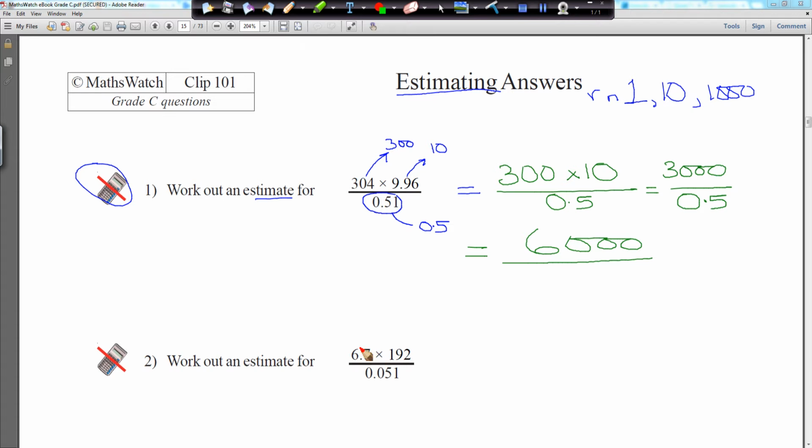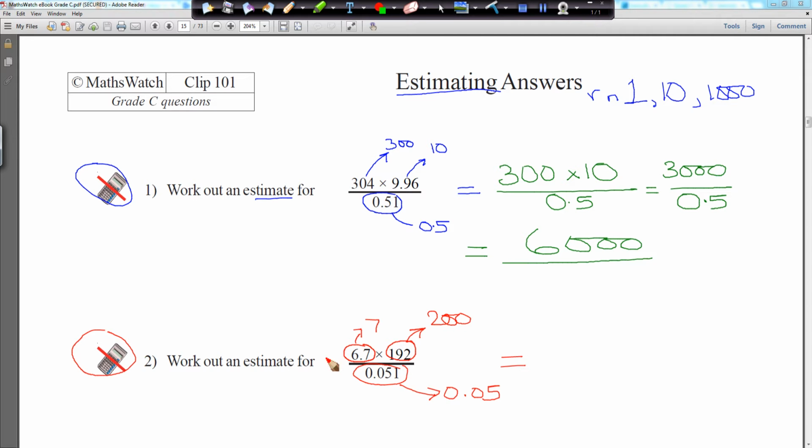Work out an estimate for this. Again, non-calculator. We can't use a calculator. 6.7, we can round that off to the nearest whole number. That'll give you 7. 192, we can round that off to the nearest 100. That will give us 200. 0.051 is very similar to this number over here, with the extra digit in it. We will round that off to 0.05.